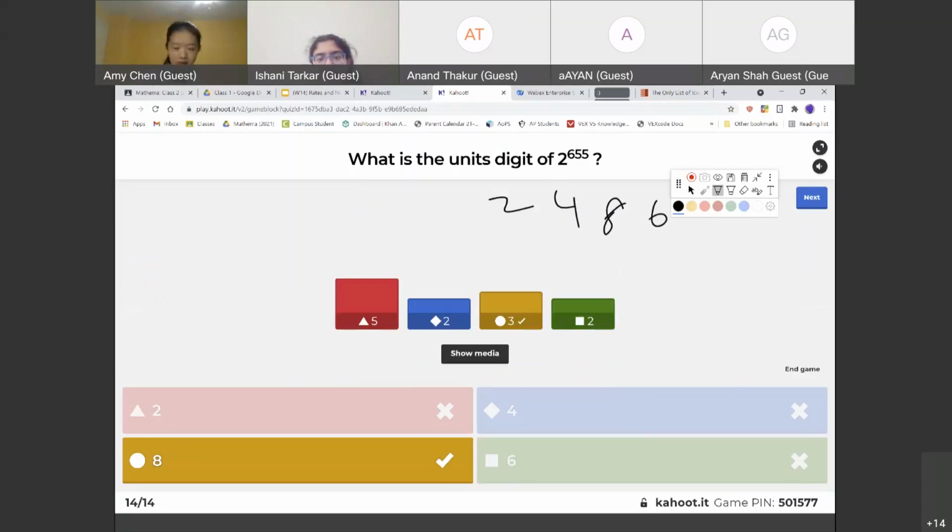So now we have to find the remainder when 655 is divided by 4. If you know your division rules, you can just focus on the last 2 digits. The third digit doesn't matter. So what is 55 mod 4? Well, we know 52 is divisible by 4, therefore 55 mod 4 equals 3. So since it's 3, the answer would be 8, because it's the third one in the sequence.